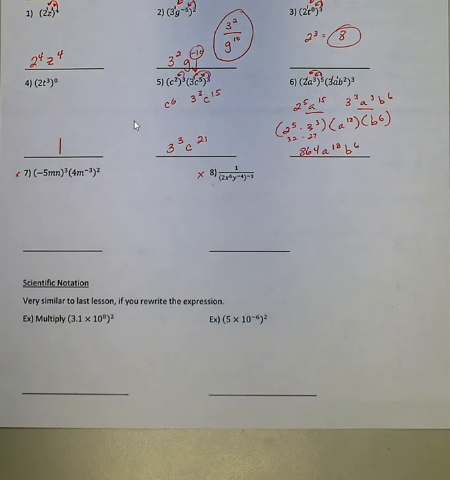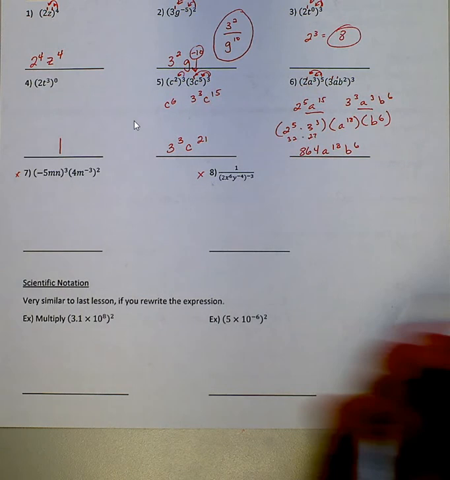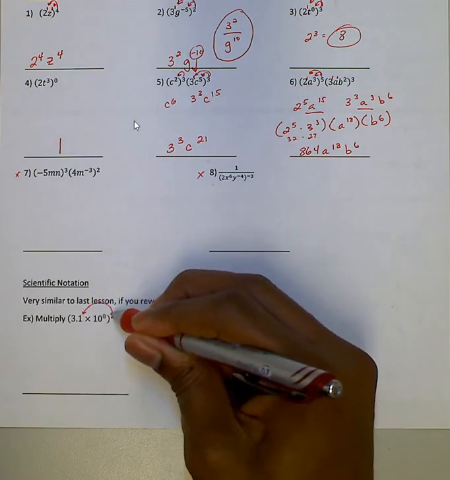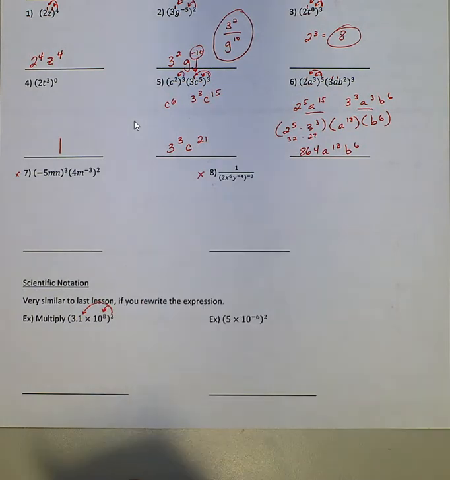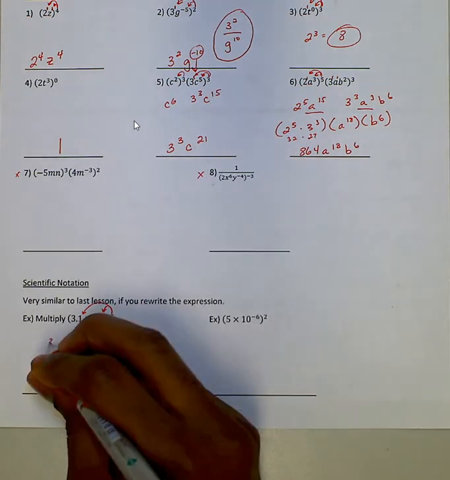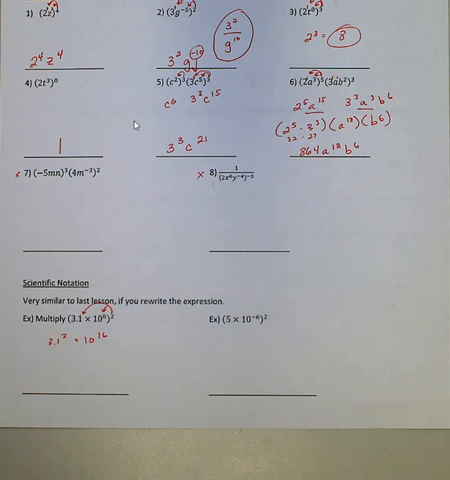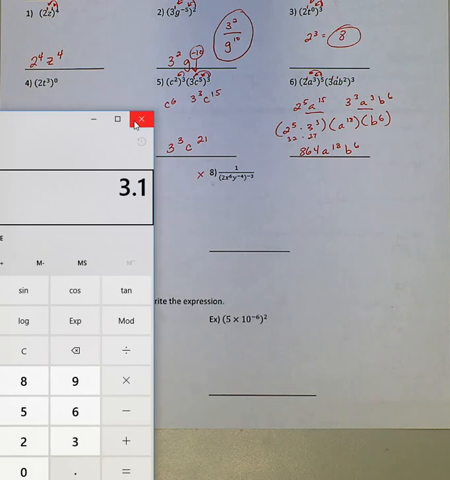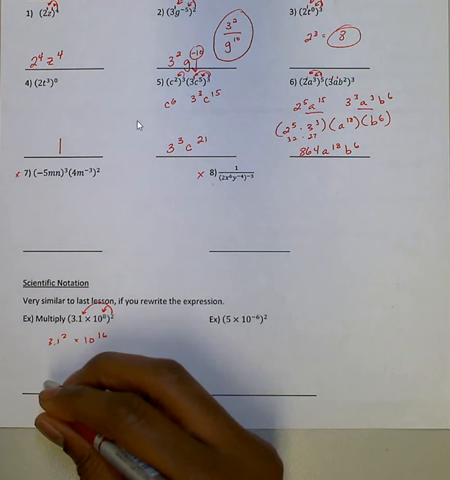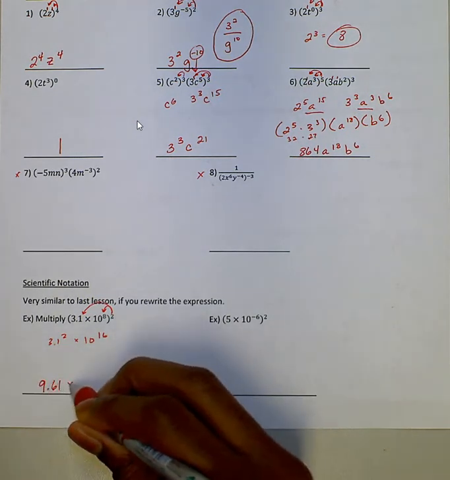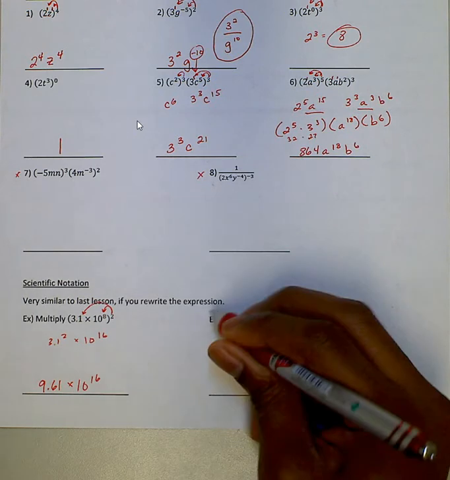If we're doing scientific notation, we will do the same thing. When we raise a power to a power, we distribute it to each term. So I have 3.1 squared times 10 to the 16th. That's pretty easy. 3.1 squared is 9.61 times 10 to the 16th. And you do that last one.